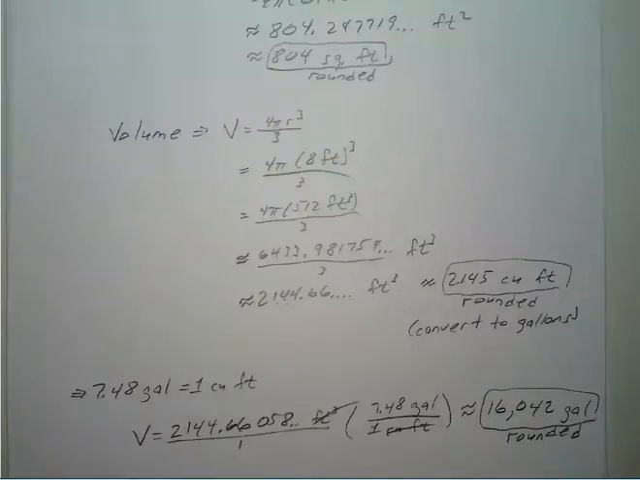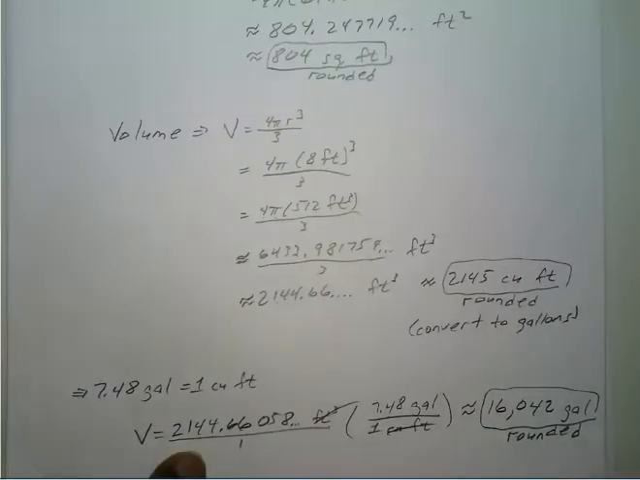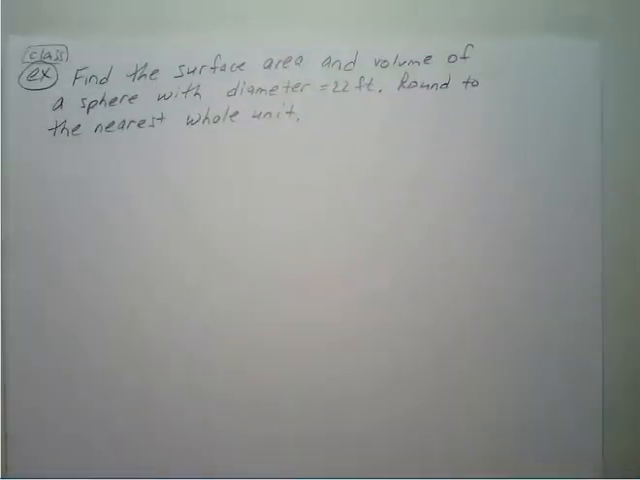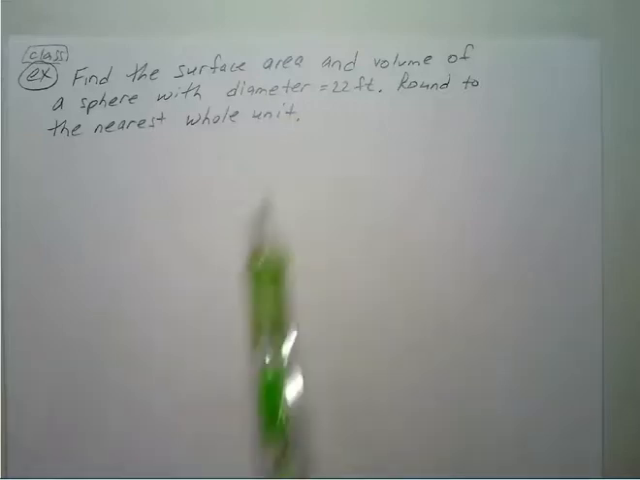All right. So if you are still writing, feel free to press pause, but we're going to go ahead and move on to our next example. Okay, so what if we wanted to find the surface area and volume of a sphere with a diameter of 22 feet and round to the nearest whole unit? Okay, so I want you to press pause because you know it's a sphere and you know the diameter. So go ahead and press pause and try this one on your own.